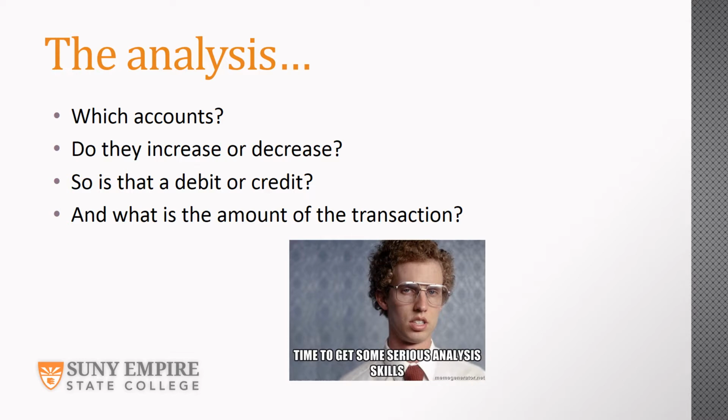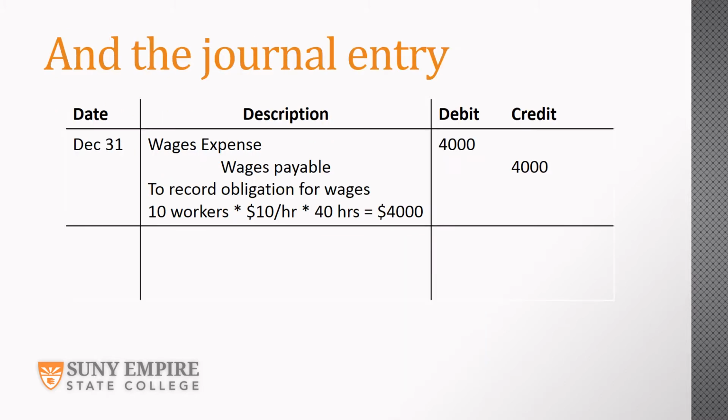The wages are just the amount of the wages for 10 workers at $10 per hour for 40 hours, or $4,000. Now that we have the particulars, let's create the journal entry. We start with the date, December 31st. The debited account is wages expense in the amount of $4,000. The credited account is wages payable with a matching amount of $4,000. Then we have the description that we are accounting for wages earned but not yet paid, and the description of how the amount was calculated.